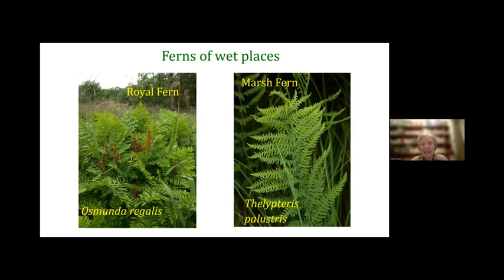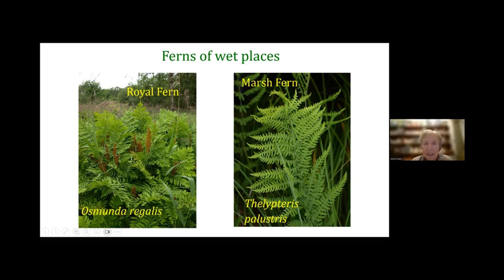And then if we have a quick look at wet places, I think most of you will know the royal fern, which is a bit different because it has its spores on these terminal parts of the frond. The spores of this are green and they don't last very long. These are brown because most of the spores have been shed. So if you want to grow royal fern from spore, you have to sow the spores within probably a week or 10 days of collecting them.